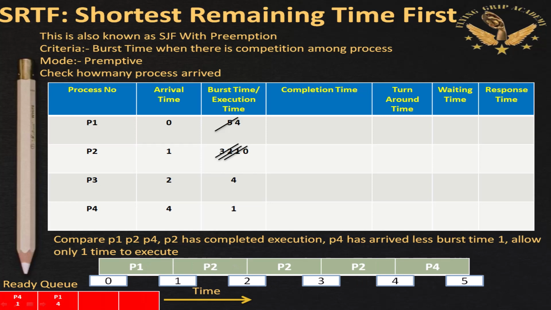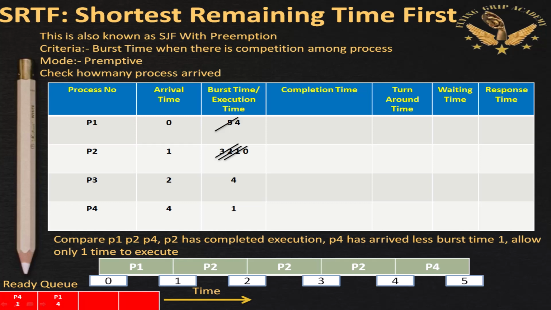Now P2 has completed its execution. P2 remained, so P2 will be executed 1, 2 and 3 times. It has completed its 3 executions. Now we compare each and every process's arrival time as well as burst time. Next P3 has arrived, and P3's burst time is 4.